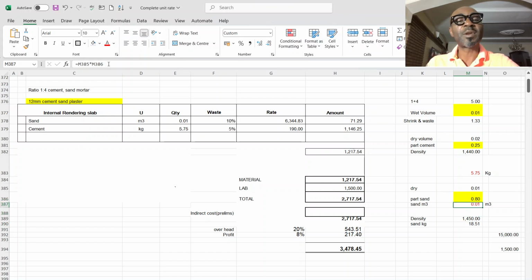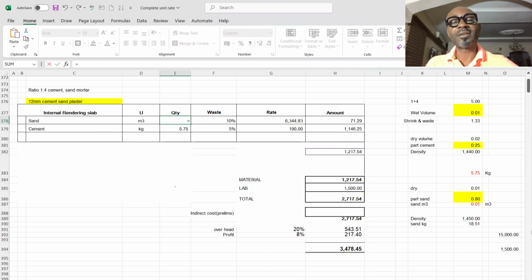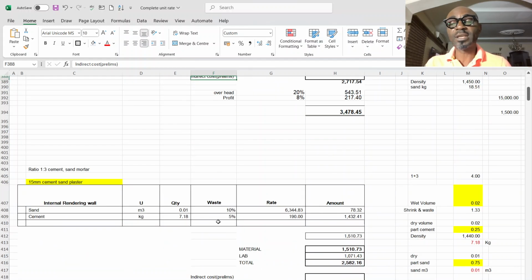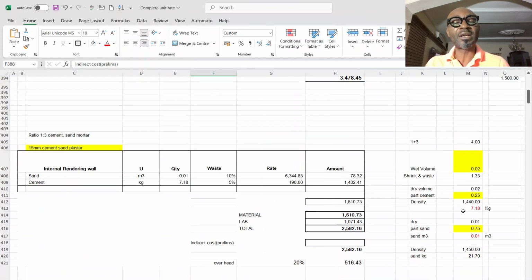80%, you multiply it by your dry volume, you have 0.01 meter cube as the volume for the sand in 1 square meter. That is what is here. So this process is applicable to all the three. That is why you see they have their different calculation here. This is 3:4 and all of that.